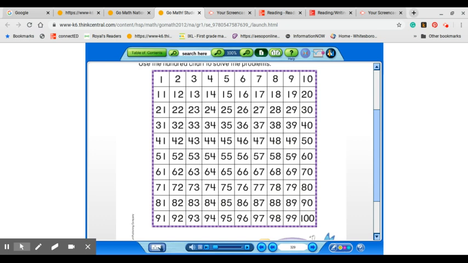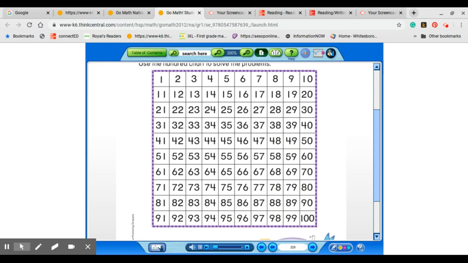Okay, now I have a second problem. In this problem, we are adding two two-digit numbers. Ella picked 10 strawberries and then she picked 20 more strawberries. How many strawberries does Ella pick? Okay, she picked 10 strawberries, so we'll put our finger or our pointer on the number 10. And then she picks 20 more strawberries.